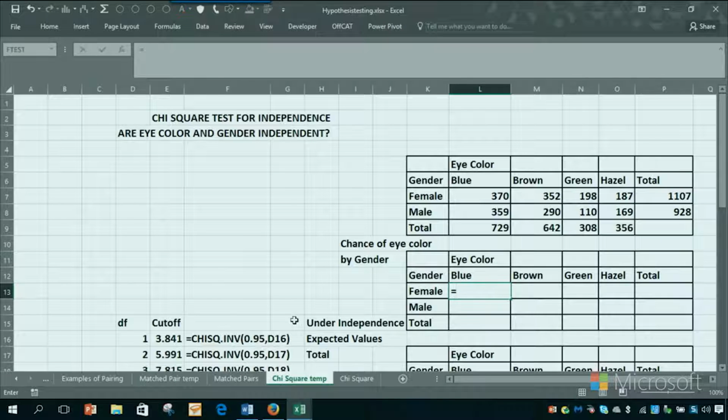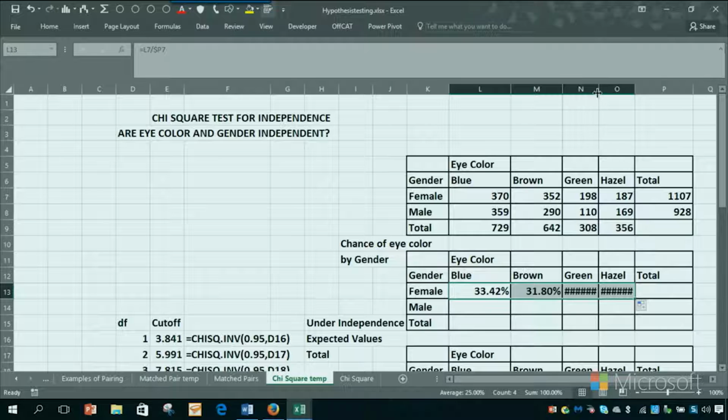So we could say the fraction of the females with blue eyes would be, we've got the total number of females here, it would be this fraction have blue, and we would divide by P7. But now when we copy that down to get it for males, we want the 7 to change to an 8, but when we copy this across, we don't want the P to change. So I'll $ that. Okay, so roughly 33% of the women have blue eyes.